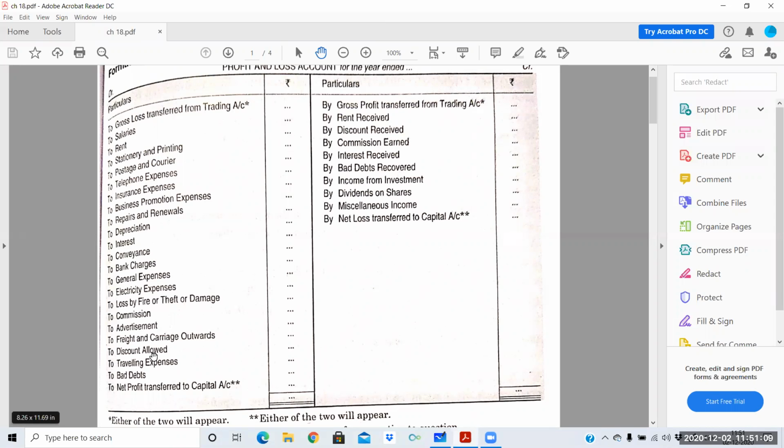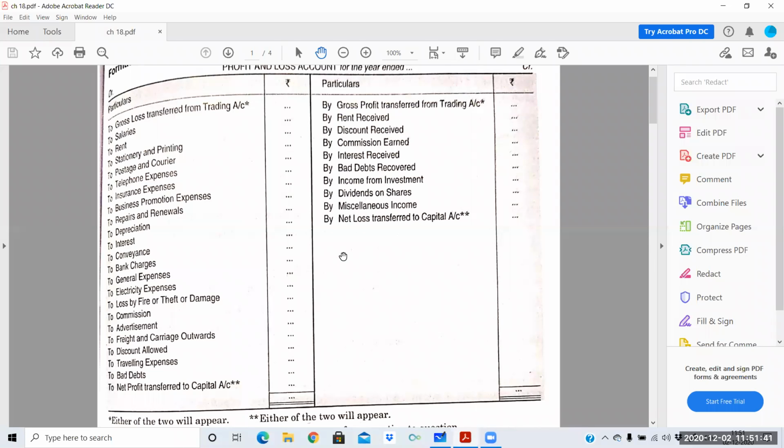Like bad debts is an expense or loss for us. So bad debt recovered is an income. So we will be writing it on the income side. Income from investment. Suppose you have made some investment, you have purchased the bonds, shares, debentures of any company. So if you are earning any income from those investments, that will be treated as income from other sources. So it will be written in the credit side. Dividend on investment shares, if you have purchased, then you must be having some dividend. So that dividend will be written here.